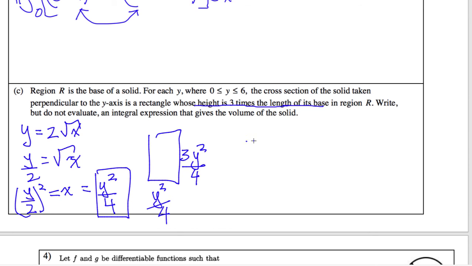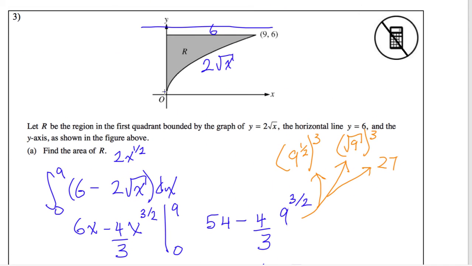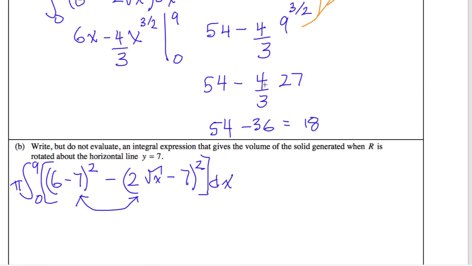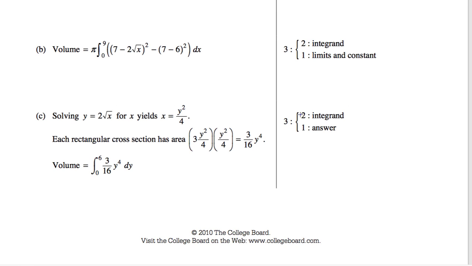My rectangle has a base of y squared over 4, and the height is 3y squared over 4. The area is now 3y to the fourth over 16. Then you slap on an integral there, do a dy, and what are our bounds here? Our bounds are going to be a little bit tricky. Our bounds are going to be from 0 to the y coordinate, which is 6. So from 0 to 6, and I think that's the answer. So the integral from 0 to 6 of 3 over 16 y to the fourth. Boom, there it is. Same technique, just rewritten in terms of y.